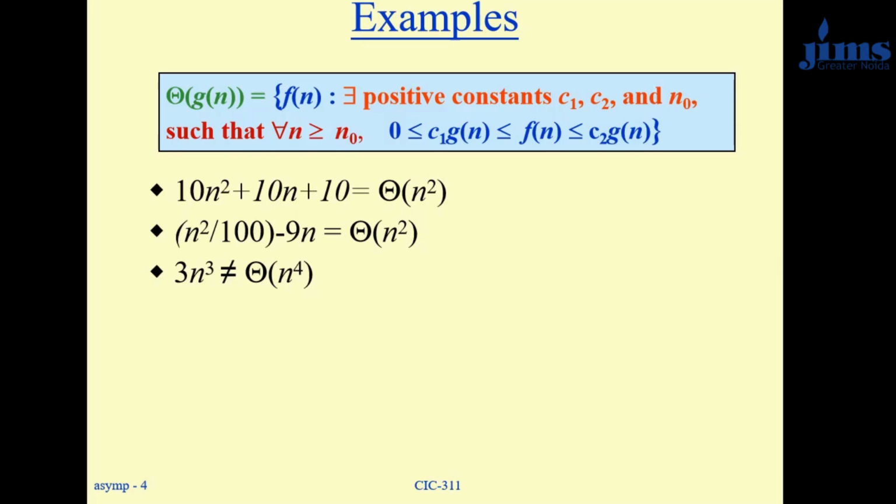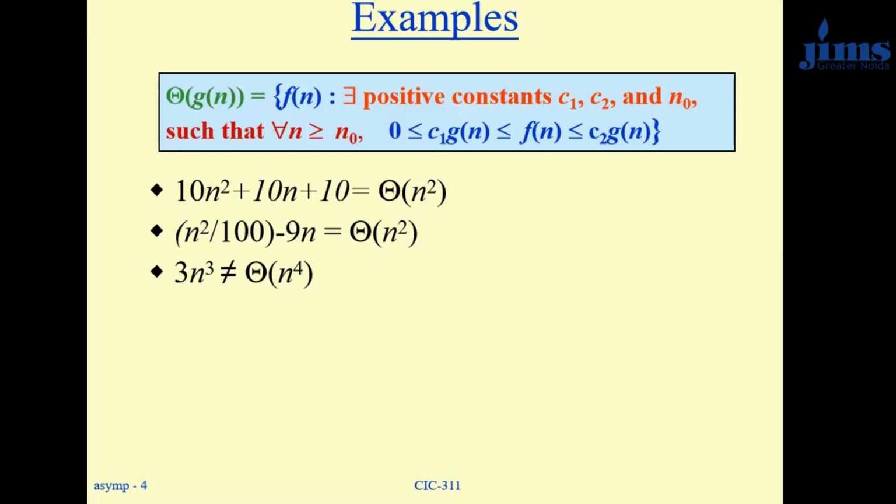Now coming to the next example. In the next example, it is n square by 100 minus 9n. That is also equal to theta n square. If you have a look, n square is getting divided by 100 and then 9n is getting subtracted out of it. That is also theta of n square. Why so? I say that C1 g(n) should act as lower bound and C2 g(n) should act as upper bound.